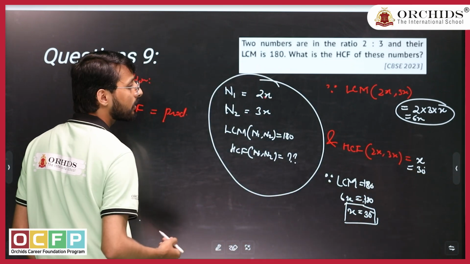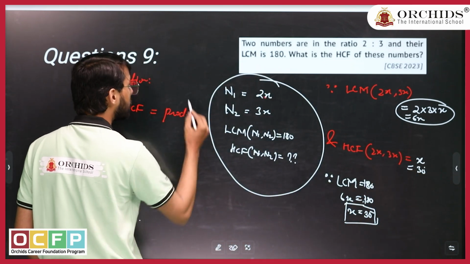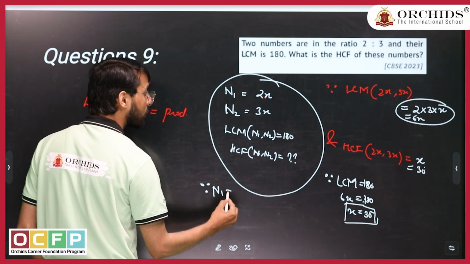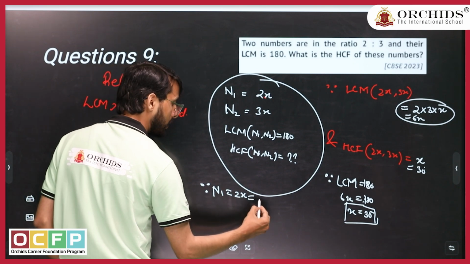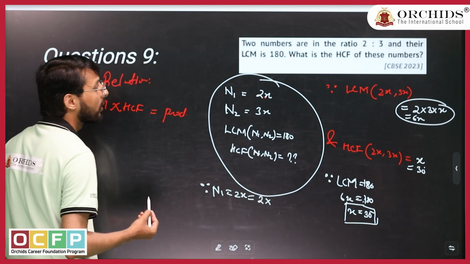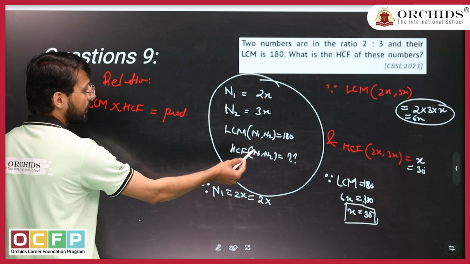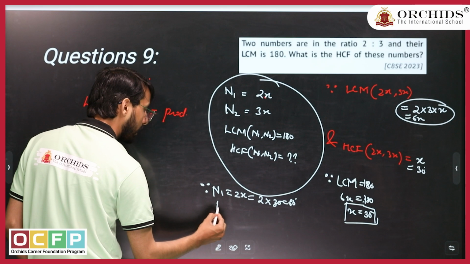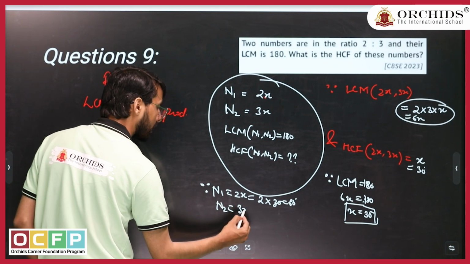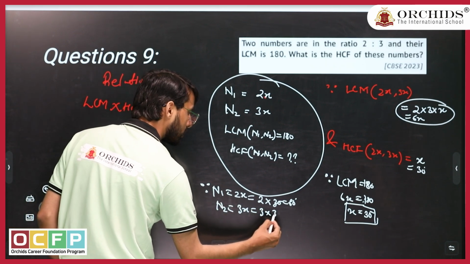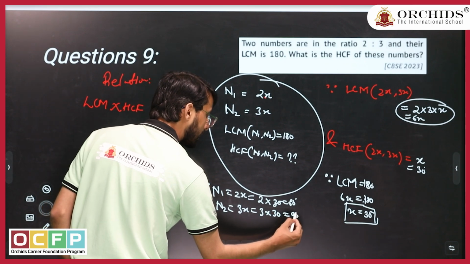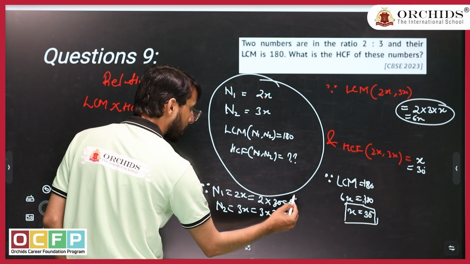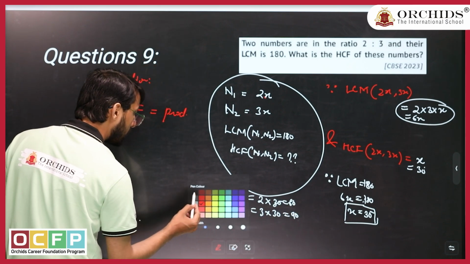Now I can substitute the value. Since N1 is equal to 2x, it means 2 into 30, so N1 we got is 60. N2 is equal to 3x, so 3 into 30 gives 90. Now we got the numbers, and the LCM and HCF also.